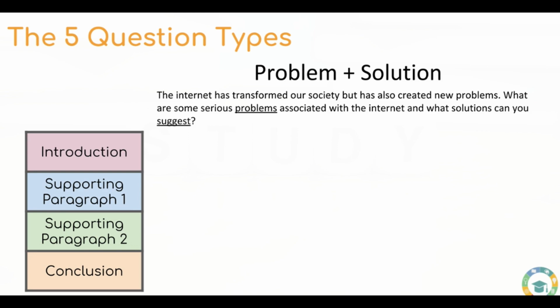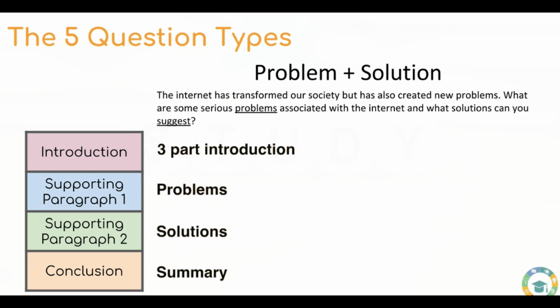Here is our 4-step structure. So much like the other question types, the introduction and conclusion remain pretty much the same. Our first supporting paragraph is where we can discuss all of the problems associated with the statement. And our second supporting paragraph is all about our ideas on solutions to fix the problems.